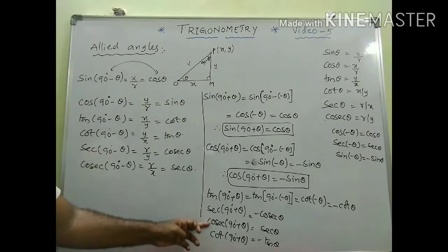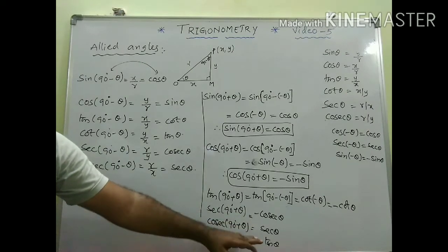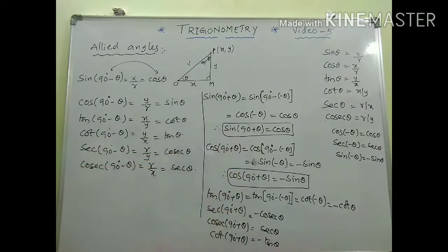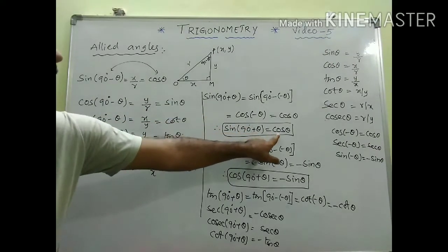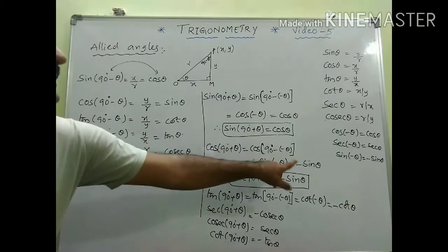So these three I just want to mention directly. You can try in this manner. So please check it. When 90, please observe that whether it is plus theta or minus theta, when it is 90, sine changes into cos, cos changes into sine. Even here also sine changes into cos and cos changes into sine.